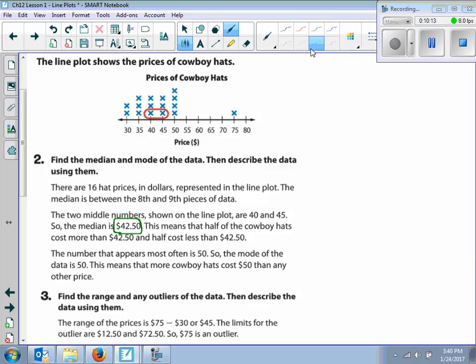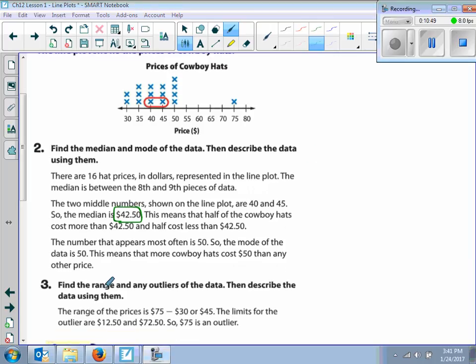So what that median tells you is that it splits the data in half, right? That tells you that half of these cowboy hats cost more than $42.50, and half of these cowboy hats cost less than that. Is everybody clear? Yeah. Okay. Now we can look at the mode. The mode of this data is 50. What that means for the mode is that more of the cowboy hats cost $50 than any other price.